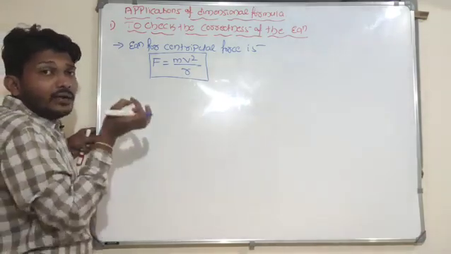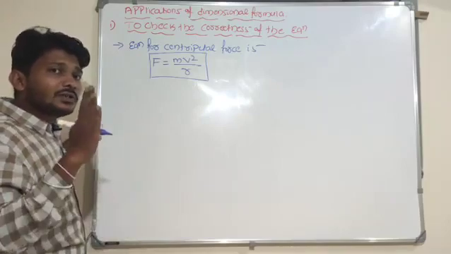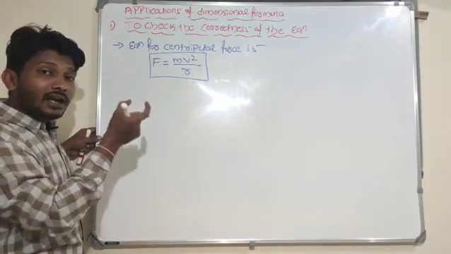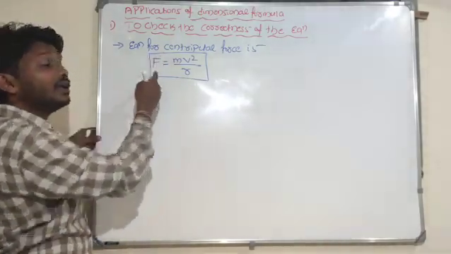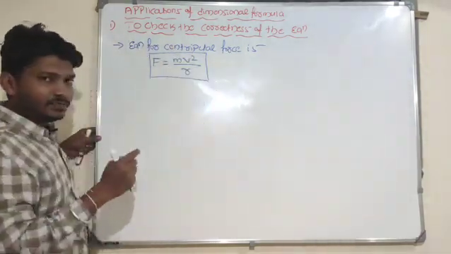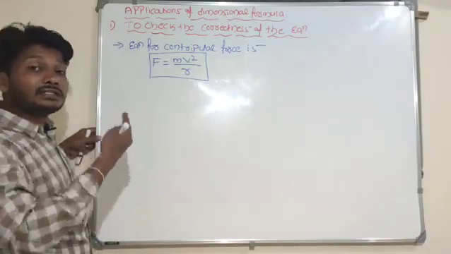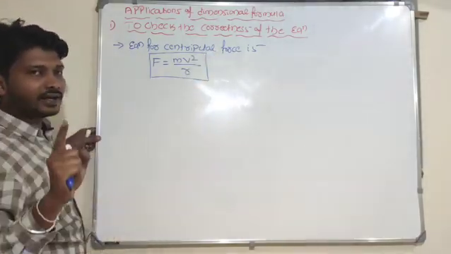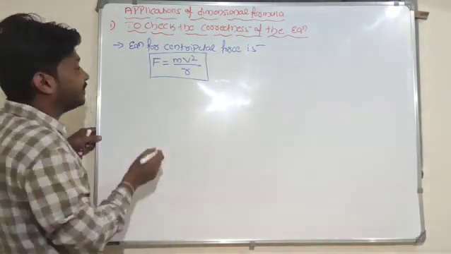Now I can verify whether this equation is dimensionally correct or not. How to verify that? In order to verify the correctness of the equation, the LHS terms should be equivalent to the RHS terms. First I write the dimensional formula for the left hand side term and the dimensional formula for the right hand side term. If the left hand side dimensional formula is equal to that of the right hand side, then I can say that this equation is dimensionally correct. Did you get my point? So I can write the dimensional formula for the left hand side physical quantity.